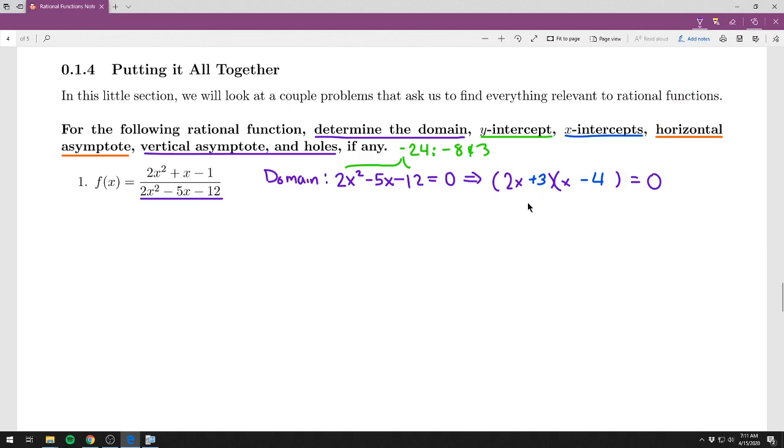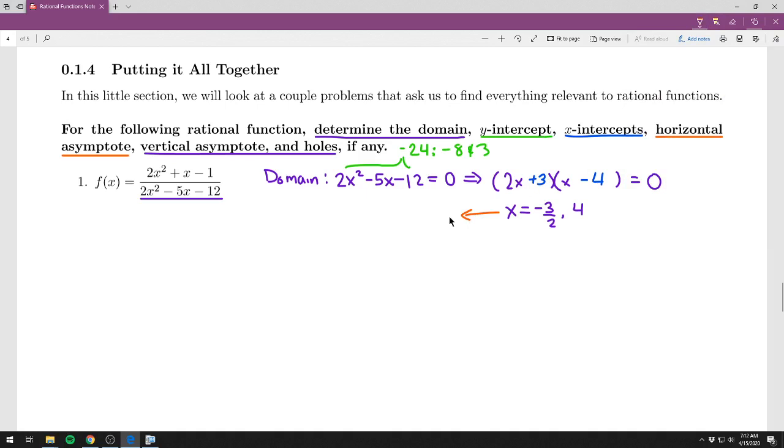Right, so we've got it factored. We set each part equal to 0 and solve it. The one on the left here, we get negative 3/2. And the one on the right, we get 4. Right, things we've been talking about all chapter.